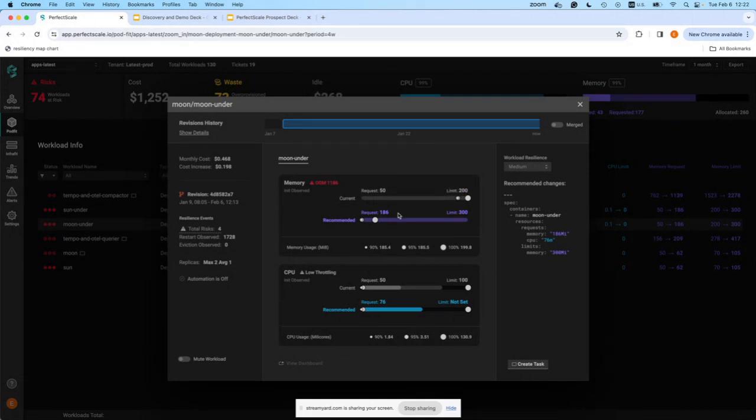And how do we fix that? Here are the recommendations of how many resources you actually need. And as you can see here, we also have CPU throttling. So this is why we need to increase the CPU request and remove the CPU limit. And this will fix the problem with this workload.